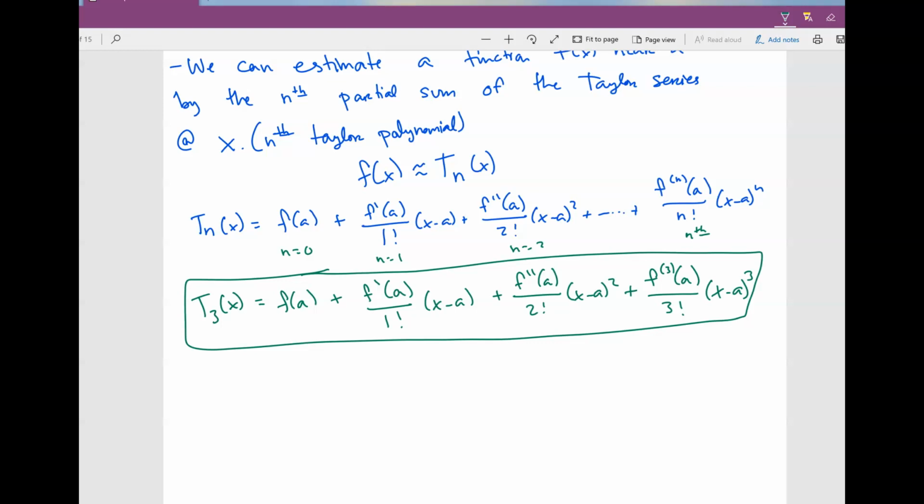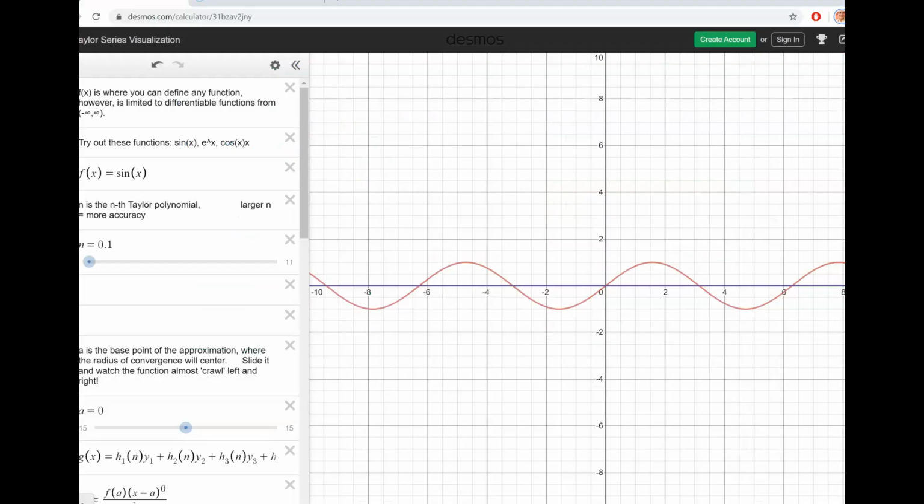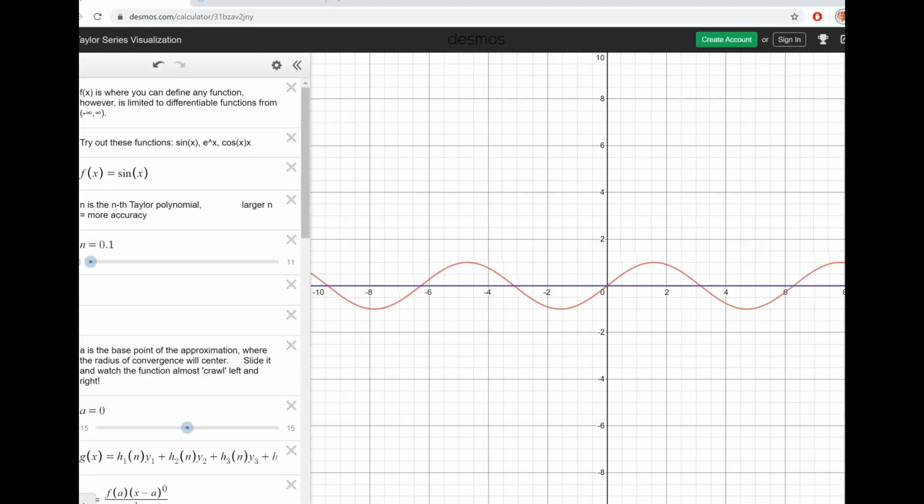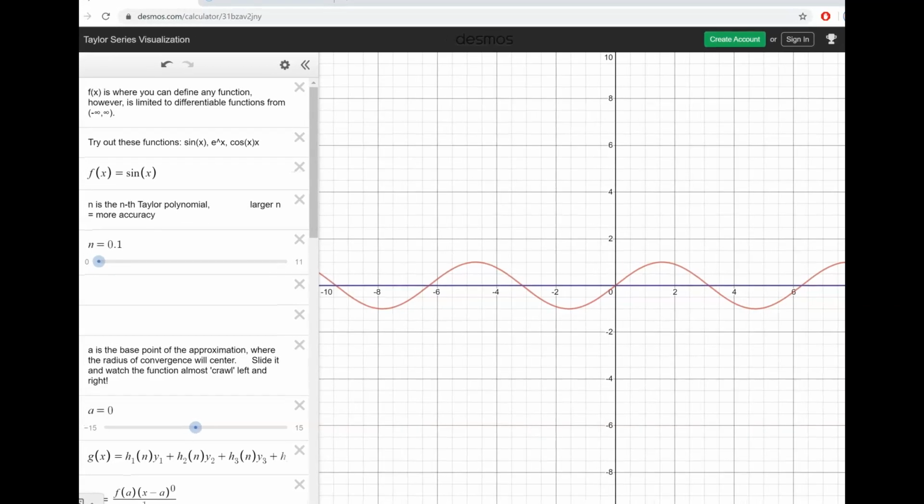Okay, so we're going to do a couple of examples, but let me go ahead and show you exactly what's going on so that you can see. What I have here is the sine function on Desmos. We have f of x equals sine of x, and we're going to be changing the degree n. Right now it's at degree 0, so you can see that this purple line is n equals 0.